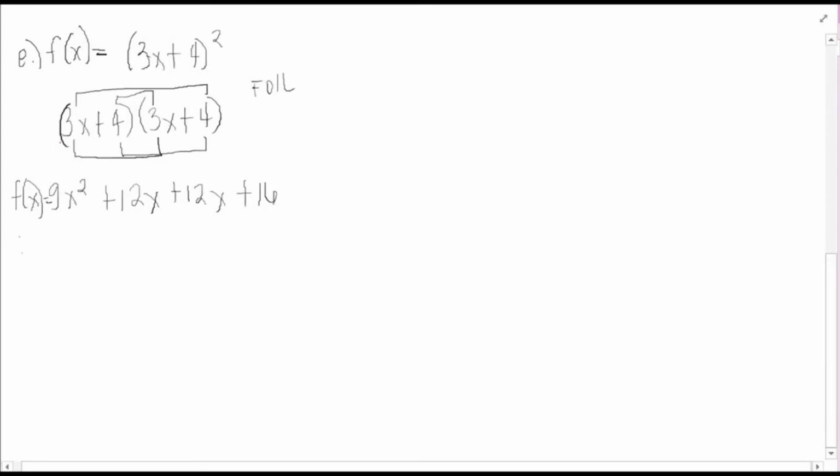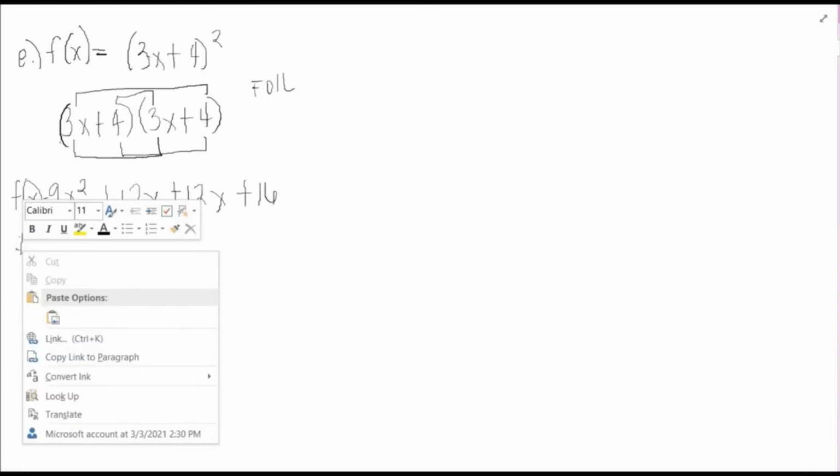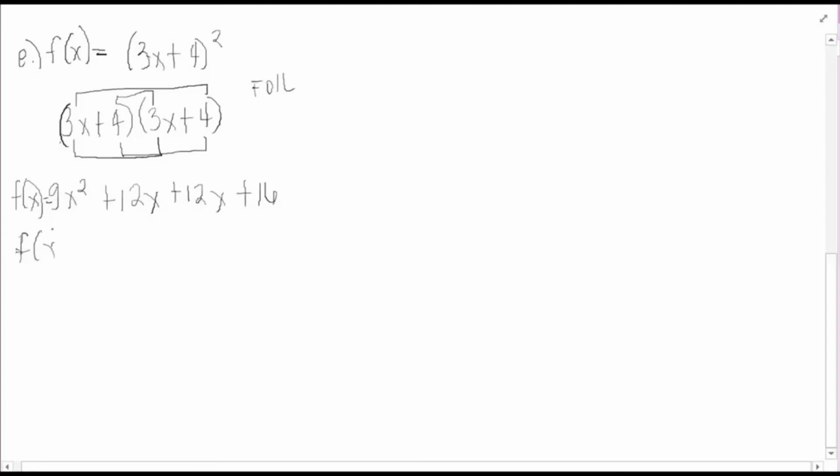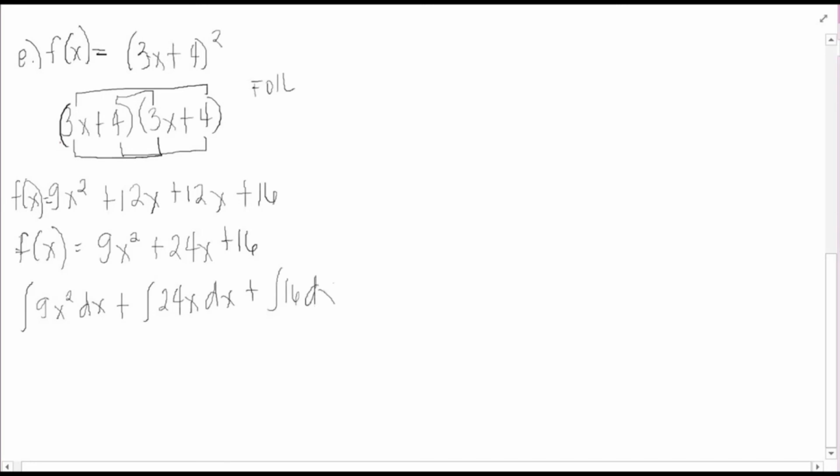So, our new function will be 9x squared. So, combine like terms. 12x plus 12x is 24x, and then plus 16. So, ito na yun yung bagong function na i-integrate natin. So, this will be the integral of 9x squared dx plus the integral of 24x dx plus the integral of 16 dx.